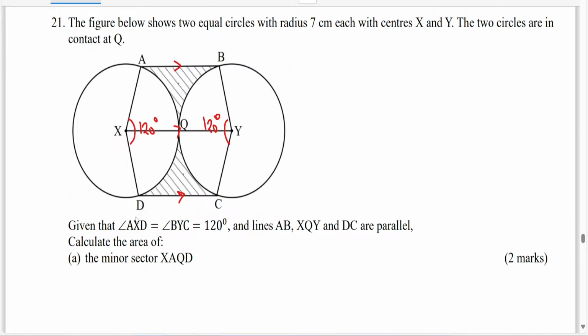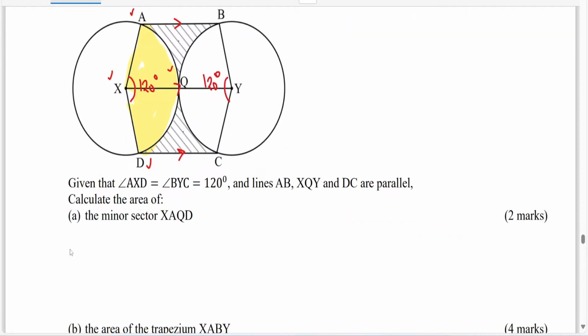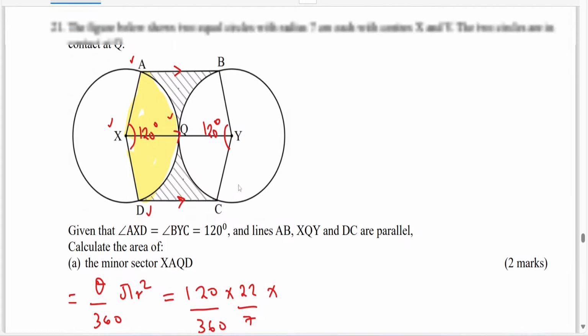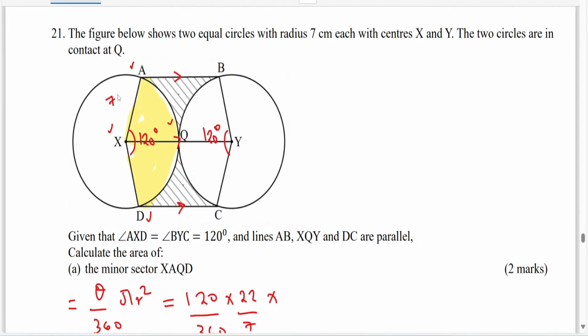Calculate the area of the minor sector XAQD. To be short here. So you've been told to calculate the area of this minor sector, which is just simple. So area ya minor sector, always I'll tell my students, is given by this formula: theta over 360 pi r squared. So theta yako tayari si wajua ni 120 over 360 multiply by your pi 22 over 7 times your r squared. R squared tumpewa, so your radius tumeambiwa hapa ni 7 cm.